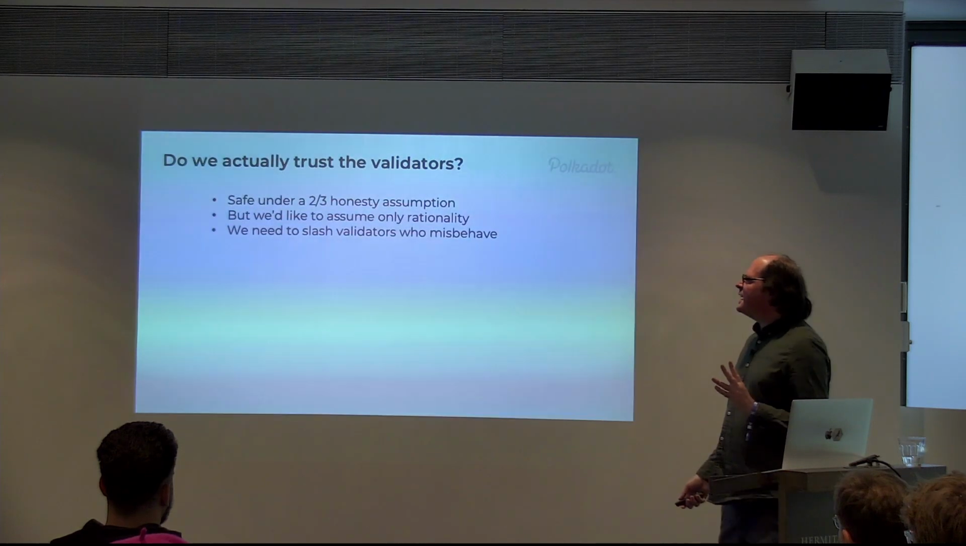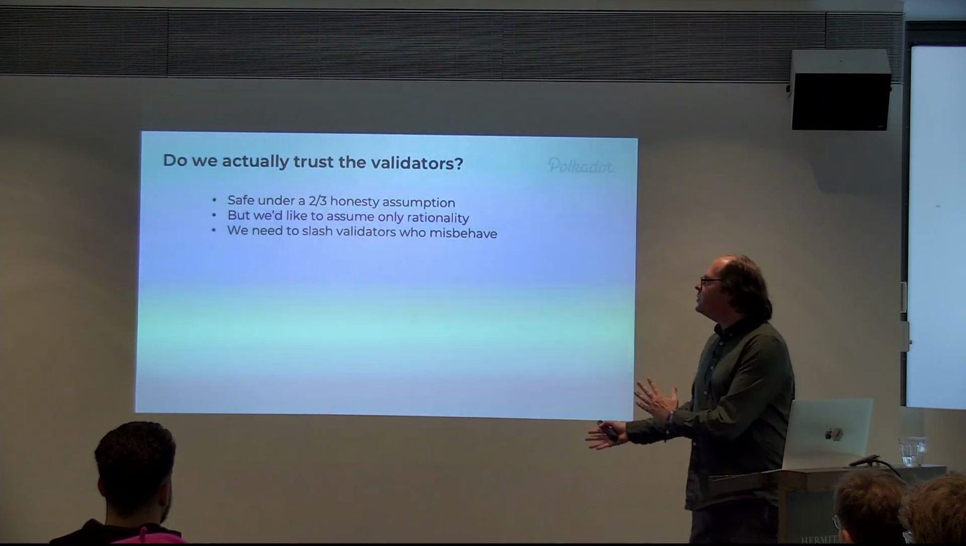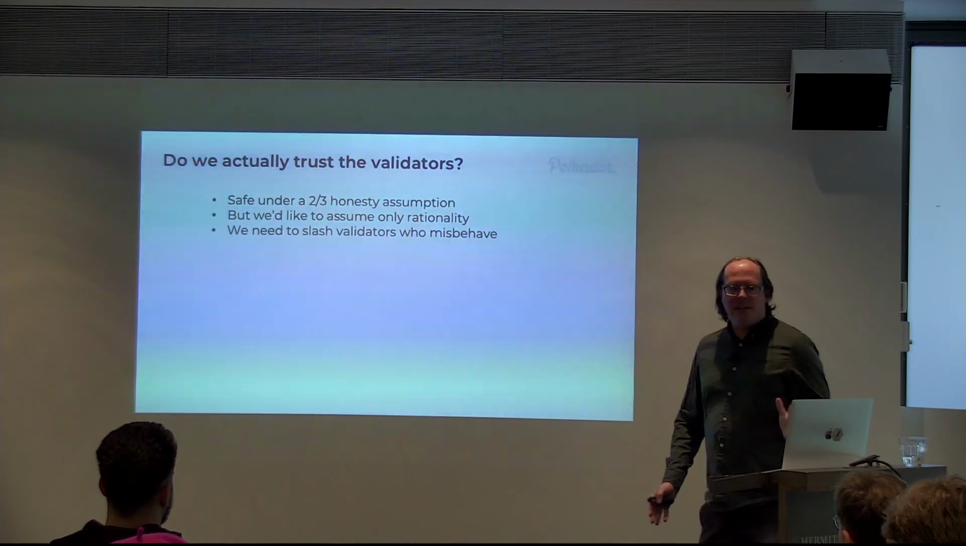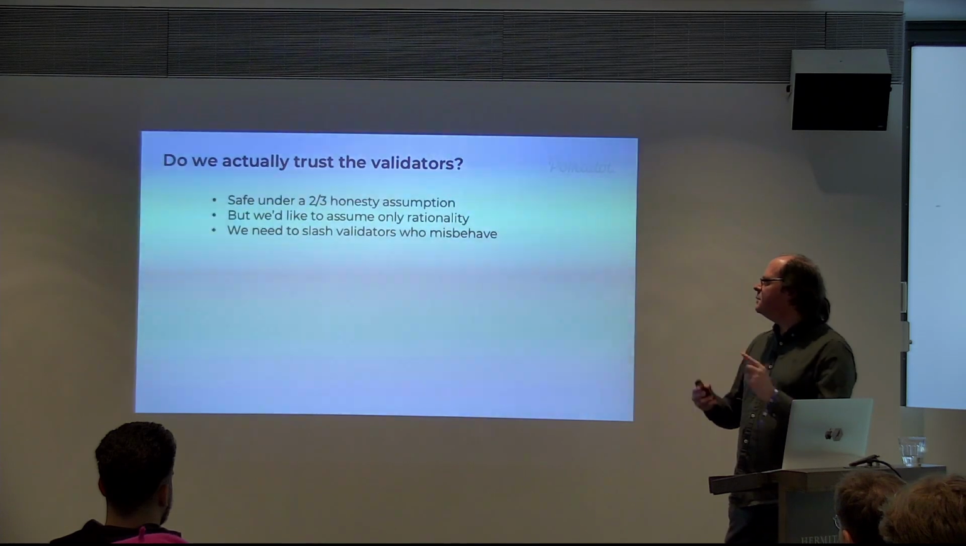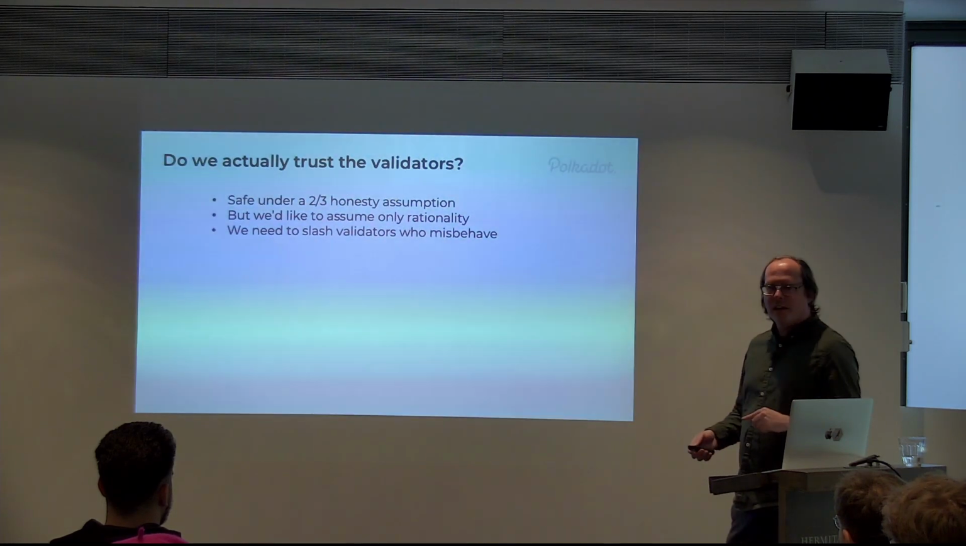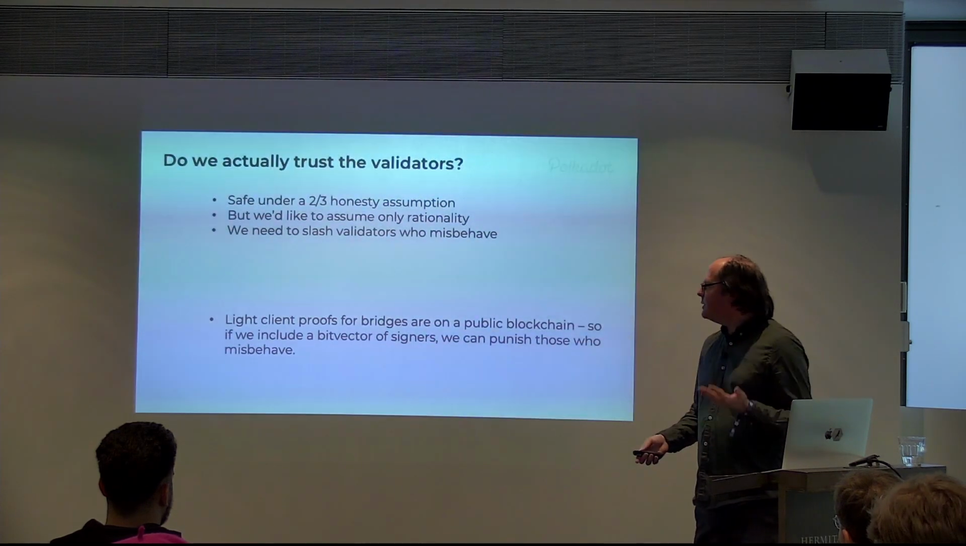The other thing I want to say is that this all works under a 2/3 honesty assumption, but generally we don't actually want to trust the validators at all. We'd like to somehow assume they're rational. We'd like to punish people who misbehave. And if we have this Bitfield and we can tell who signed, we can kind of do this.